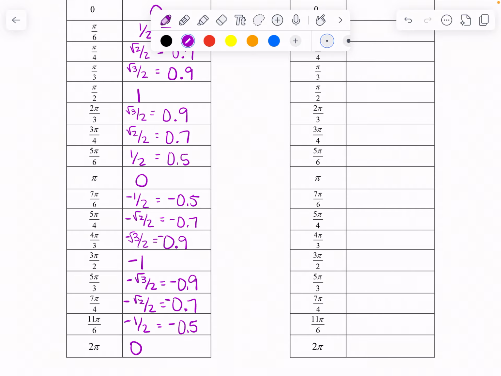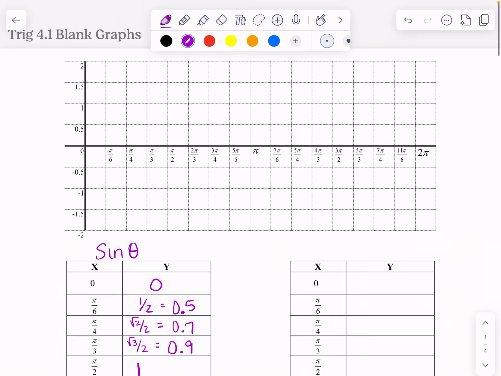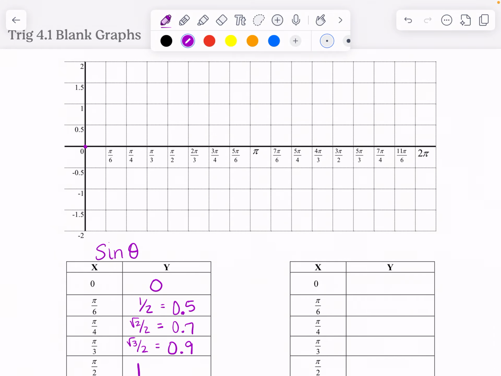Okay, so now I'm going to take those decimal approximations and plot those points on the top of my graph. At 0, I'm at 0. Then 0.5, 0.7. Pi over 3 is 0.9. Pi over 2 is 1. 2 pi over 3 is 0.9. 3 pi over 4 is 0.7. 5 pi over 6 is 0.5.